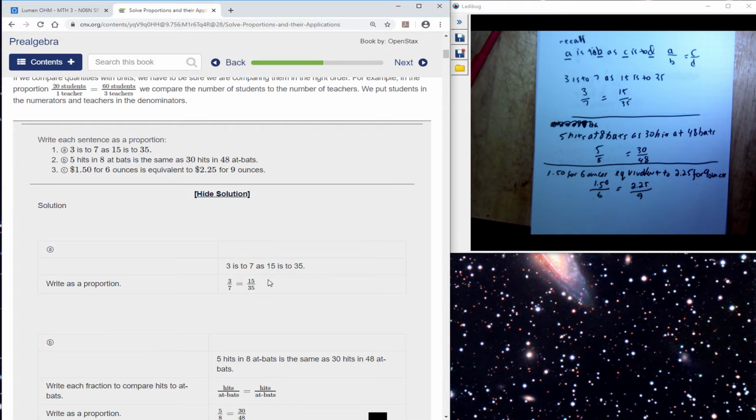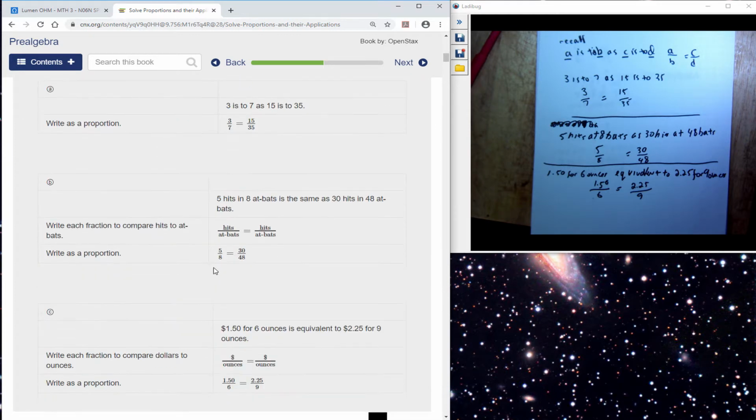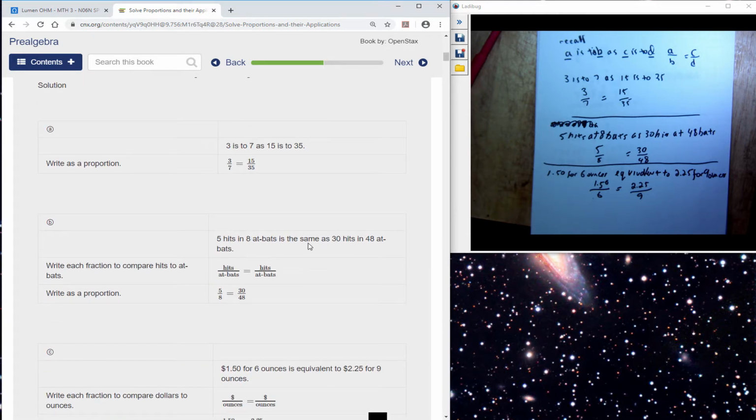So 3 is to 7 as 15 is to 35. Recall that 3 is to 7 is 3 over 7, which is equal to 15 over 35. That's all they ask you to do. Next, 5 hits in 8 at bats is the same as 30 hits in 48 at bats. So that'll be 5 is to 8 as 30 is to 48.